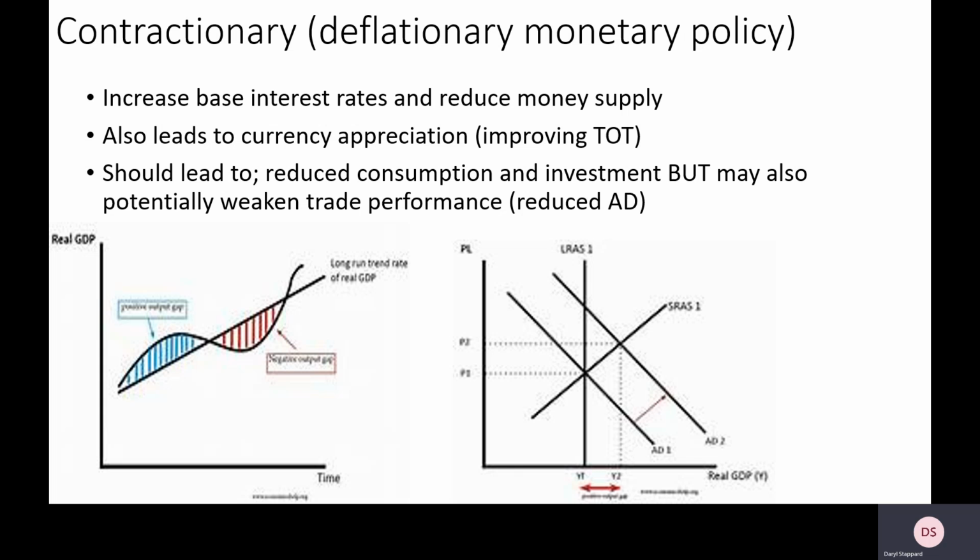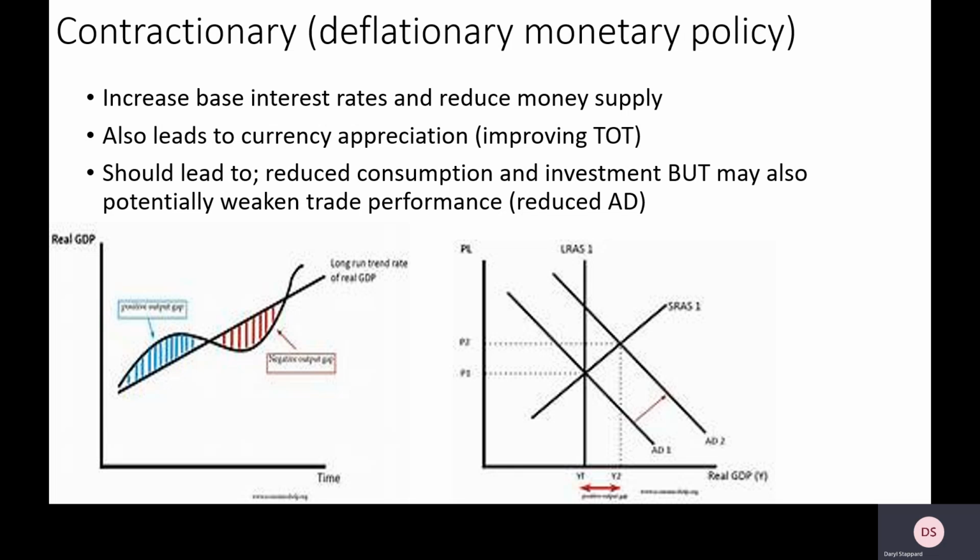Now hopefully what you remember here is the economy is overheating. We've got scarcity of goods and services, and that will often mean that inflation is now too high. So what we've got to try and do is to bring down aggregate demand to close off that positive output gap. So what we would do this time, we would raise the base interest rate. We're going to make it more expensive for banks to borrow from the Bank of England.